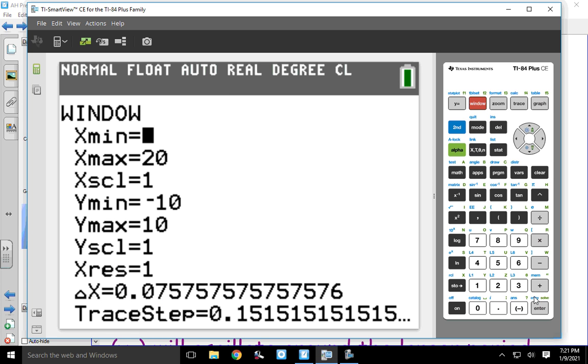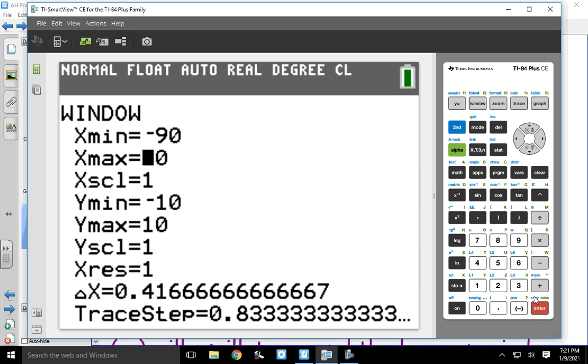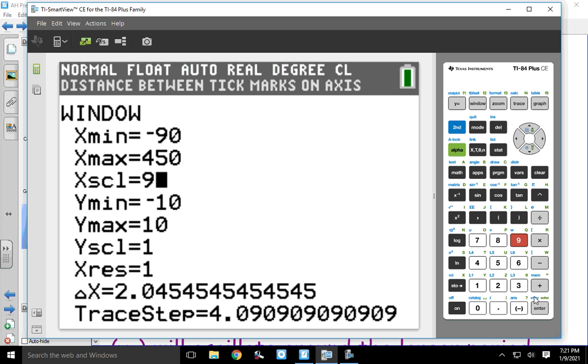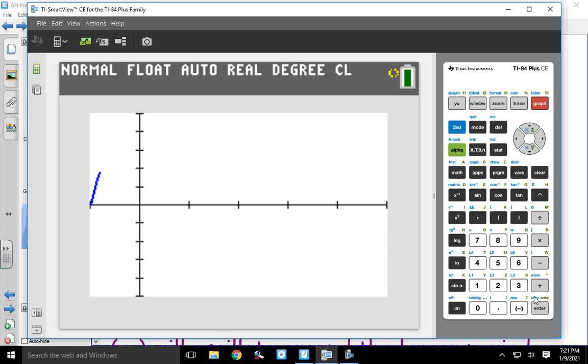We went from somewhere around negative 90, I think, to about 450. So we're seeing a little bit more than one full period there. We'll set the scale to 90 degrees, should be fine. And for our y values, I think if we oscillate between around negative 5 and 5, we should be good. So now let's graph that.